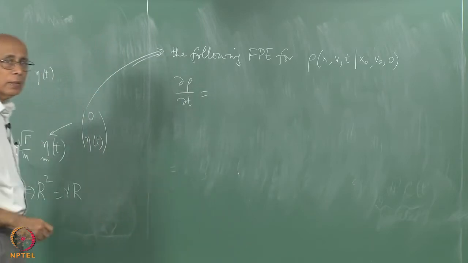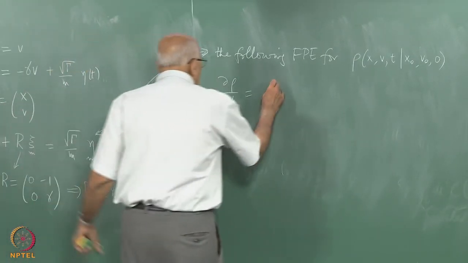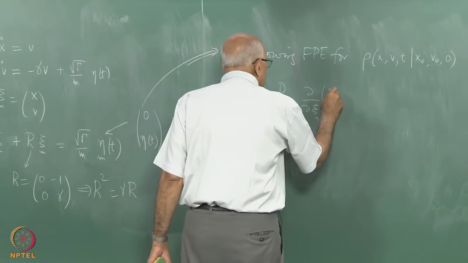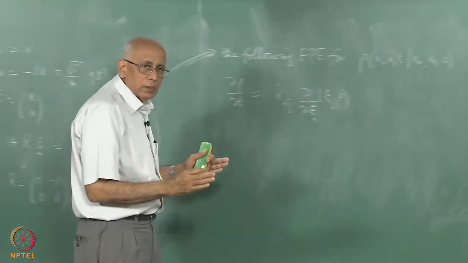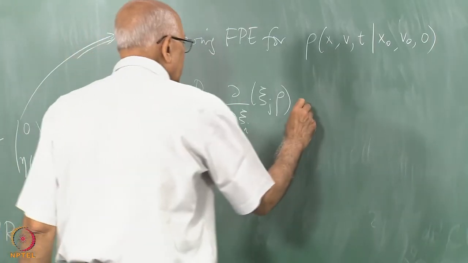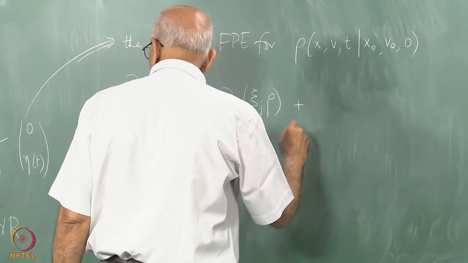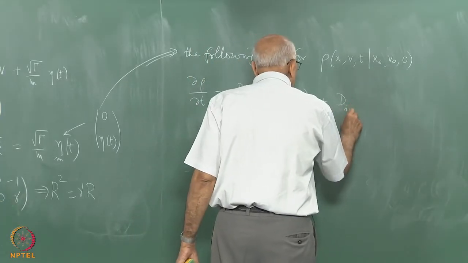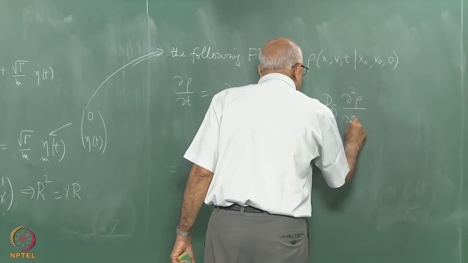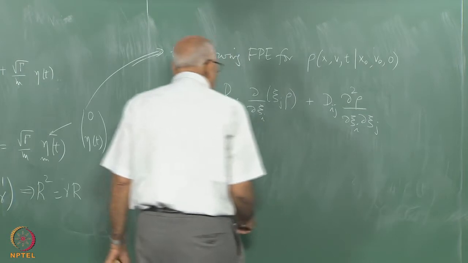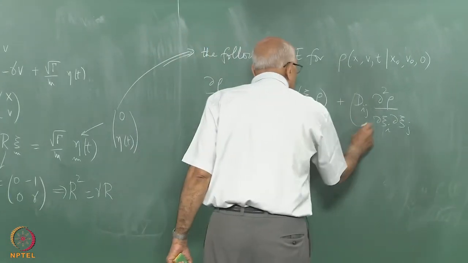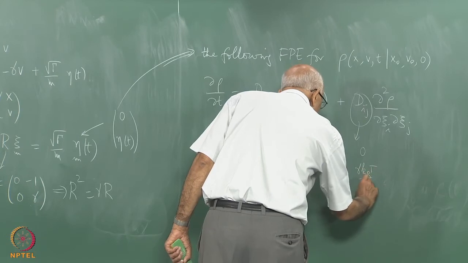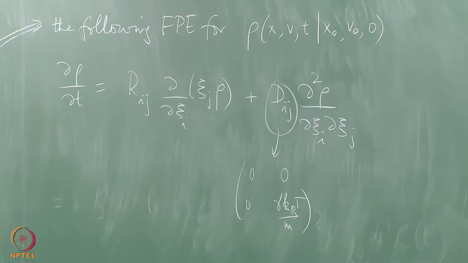equal to, and then because the drift term is linear, in this case it's R i j delta over delta xi i, xi j times rho. It's got to be scalar, so it's just contracted, plus d i j d 2 rho over delta xi i delta xi j, where I have to explain what these matrices are. This d i j is just 0 0 0 gamma k T over m, because the noise is only in the second equation.